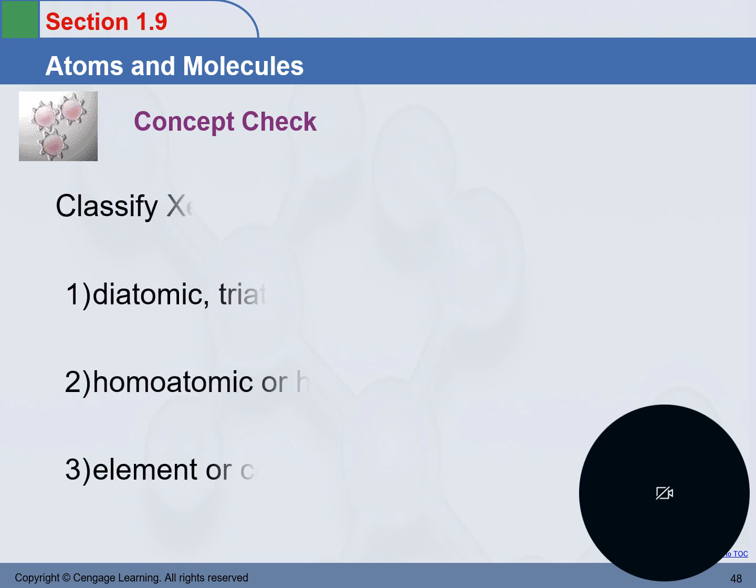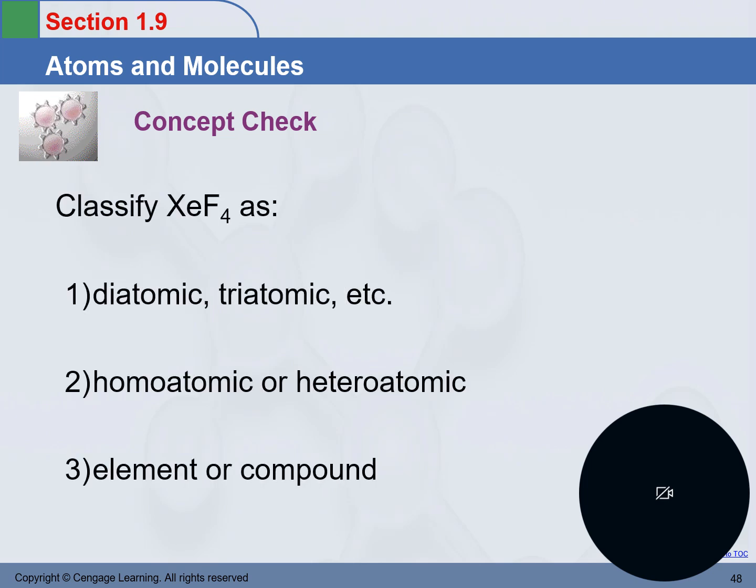A couple of learning checks for us. We're going to look at this particular compound, xenon tetrafluoride, and try to figure out, is it diatomic, triatomic? Well, it's actually 5 of them in there, so if we count up all the atoms, 4 fluorines, 1 xenon, that would be pentatomic. Is it homo or heteroatomic? Well, it's made up of different substances, so it'd be hetero. And is it an element or a compound? Well, it's a compound because it's composed of 2 different types of atoms.